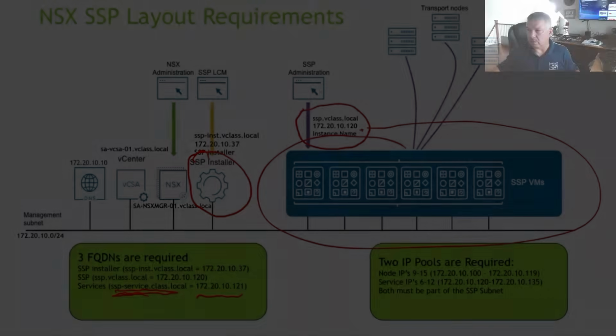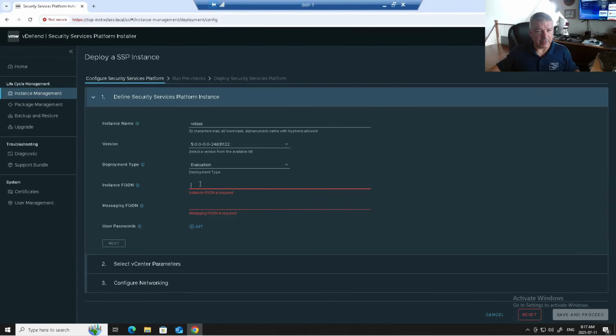Let's go back to here. So my instance name is ssp.vclass.local. Make sure you got forward and reverse lookups. And then the messaging, or that's the services fully qualified, I called it ssp.service. Yeah, service.vclass.local. Again, you need forward and reverse lookup set.